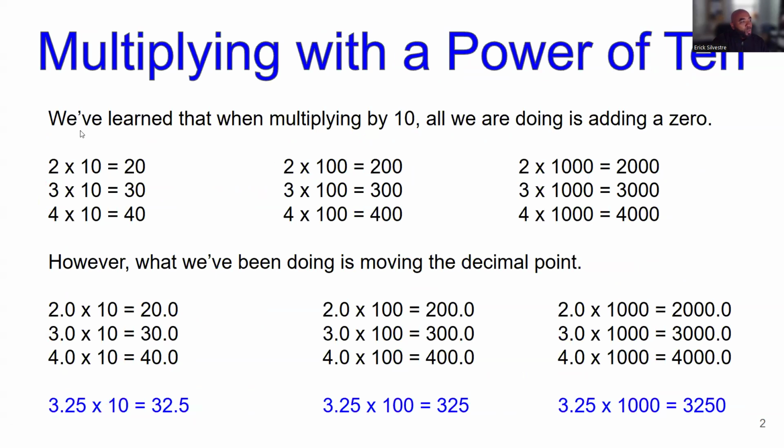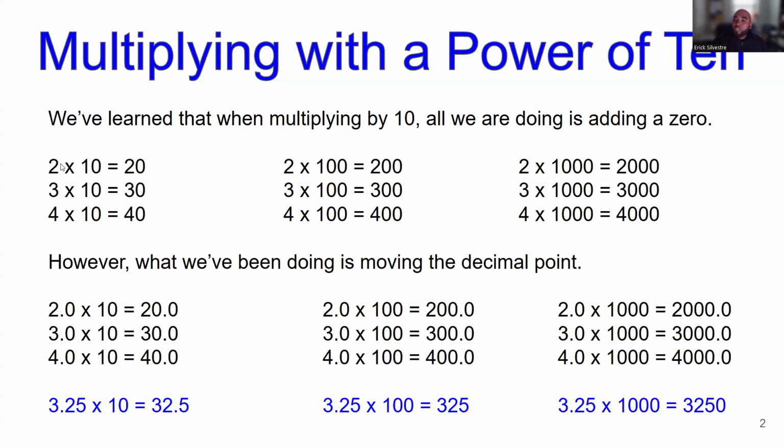Now, we learned that when multiplying by 10, you are simply adding a zero. That's what you learned in the earlier grades. When you multiply 2 times 10, it becomes 20. 2 times 100 becomes 200. 2 times 1,000 becomes 2,000. You notice that you are adding zeros. However, that is not 100% accurate. When you multiply by a power of 10, you are moving the decimal point. You're not just adding zeros, you are moving the decimal point.